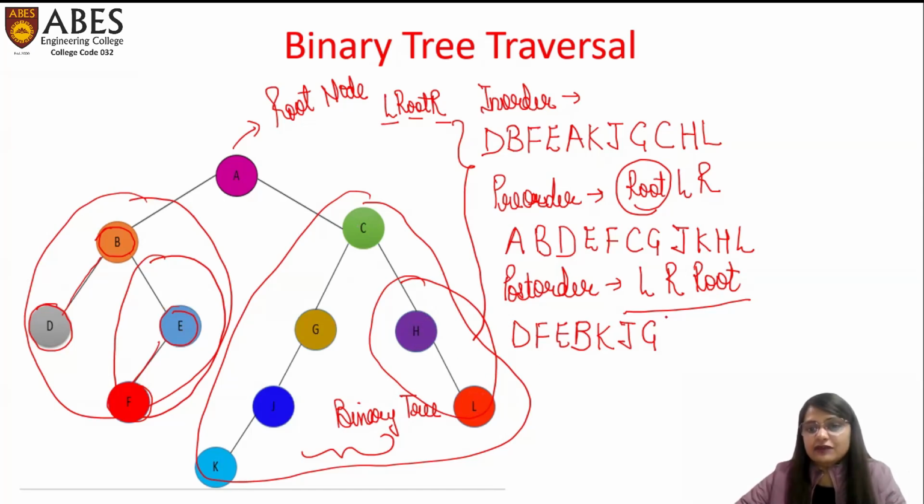First of all, its child will be encountered, which is L, then H, then C, and at the end, A will be encountered. So first, for the post-order traversal, left child, then right child, and then root. It means D, F, E, B. After that, K, J, G, then L, then H, then C, then A. So this is the in-order, pre-order, and post-order traversal techniques corresponding to a binary tree.